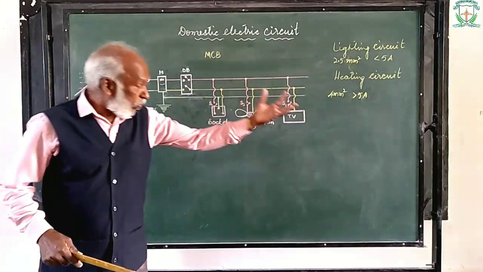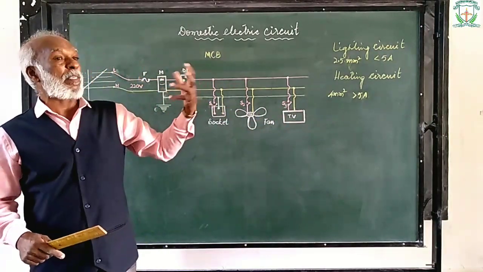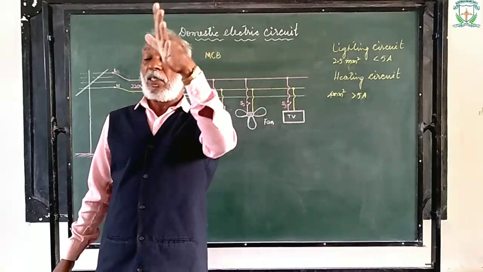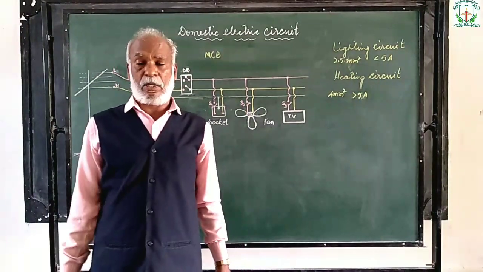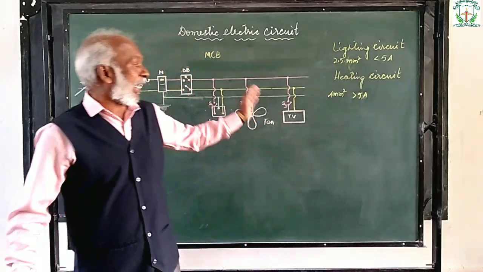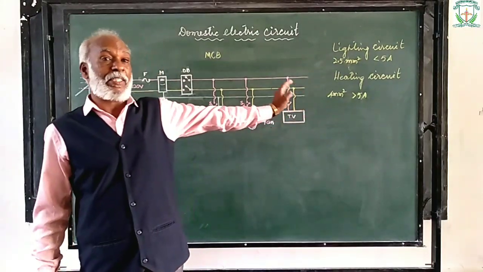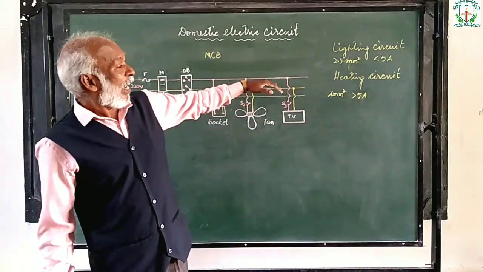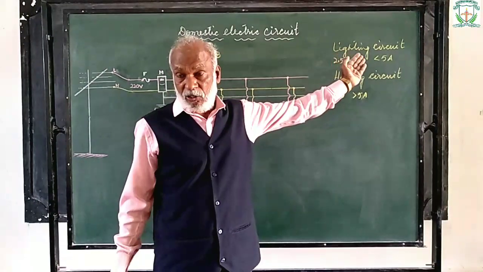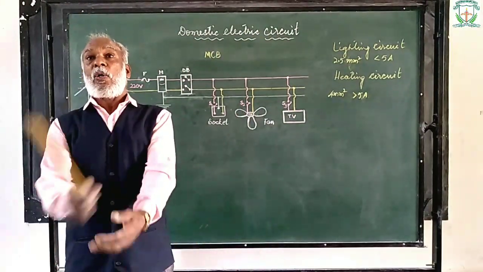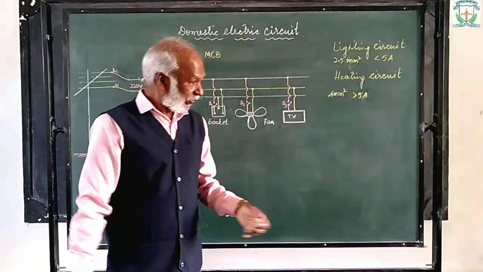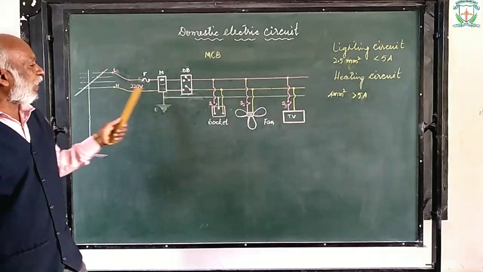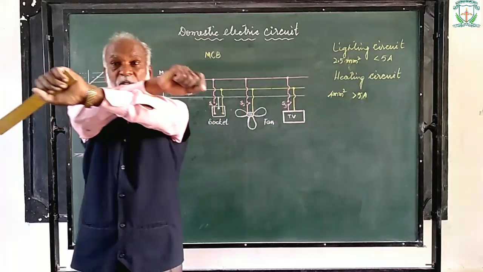So if you draw more than the permissible limit of current from a given circuit, it is called overloading the circuit. Overloading can be caused by connecting too many electric gadgets above the permissible limit of the circuit. Overloading can also be caused if the live and the neutral wire come in contact.